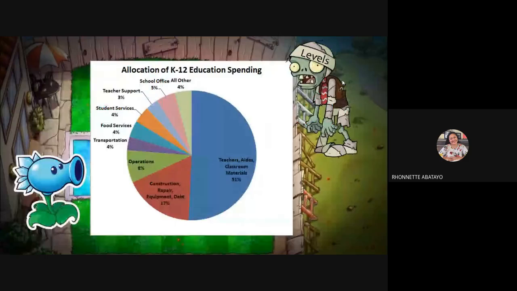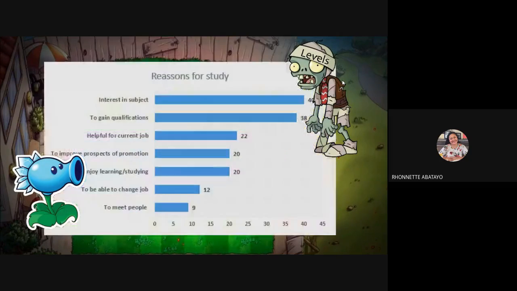What do you call this one, guys? Pie graph. Correct. This one is called a pie graph. You were exposed to this by your teachers, even from elementary. We had this pie graph. It's very important to understand how it is being used.